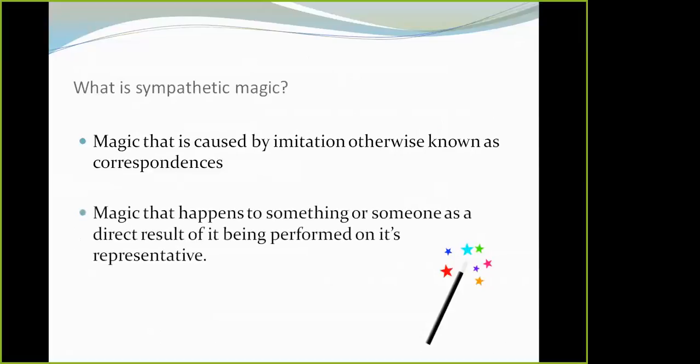Magic happens to something or someone as a direct result of it being performed on its representative. What those two things mean is, if you want magic to happen, you do a rehearsal of what you want to happen. So if you want to find something, you could throw something out on a line and then bring it to you, as if you were imitating the lost thing coming to you.